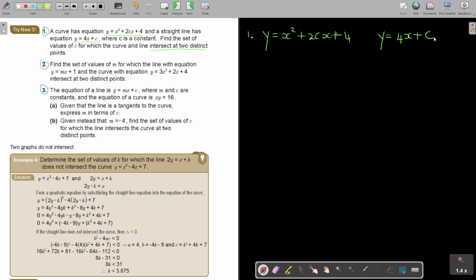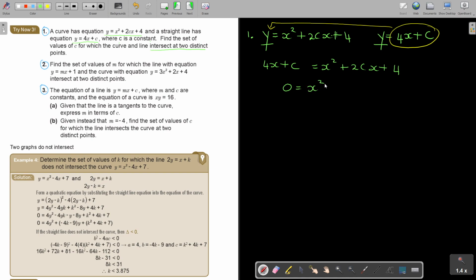So it's really just the basic method that you do over and over. Okay. And it's very nice if they said y equals, because now I can basically just take this and throw it into the quadratic. Okay, so I will just have 4x plus c is equal to x squared plus 2cx plus 4. Okay, and now I just take everything to one side.